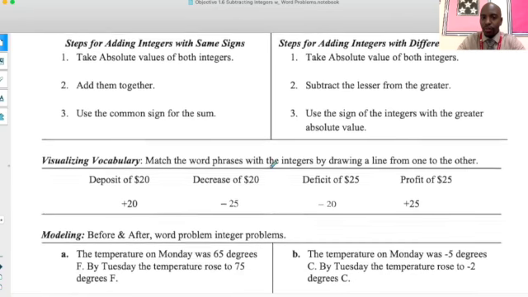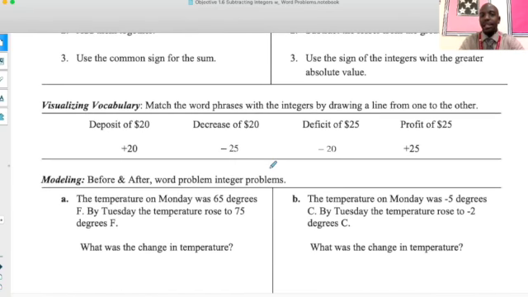Now, let's do some visualizing vocabulary just to practice identifying keywords, okay? Deposit of 25. What does deposit mean? When you think about going to the bank, you should be thinking about depositing as putting money in the bank, right? Putting money in the bank would indicate a positive. So if you want, you could just put a little plus sign next to this one because that's going to indicate positive. Decrease, we should all recognize the word decrease as a subtraction word, which in this case is understanding the minus.